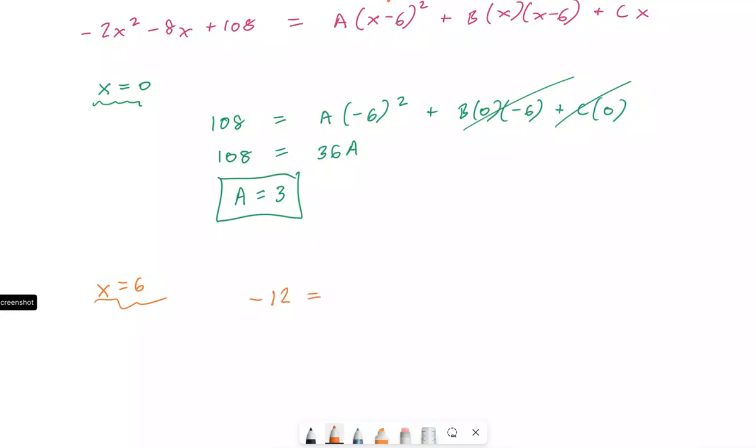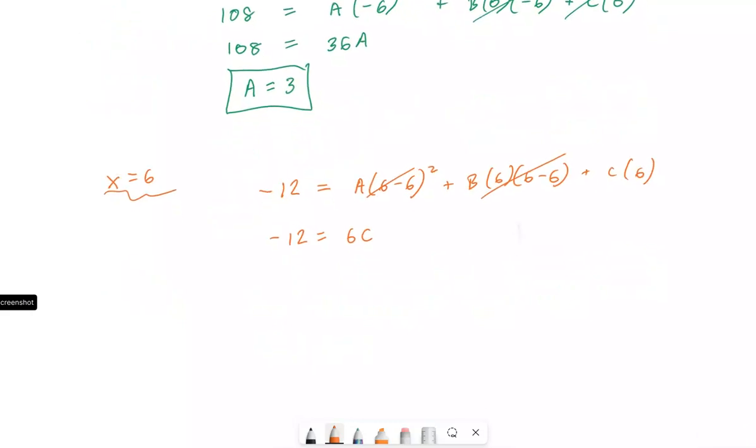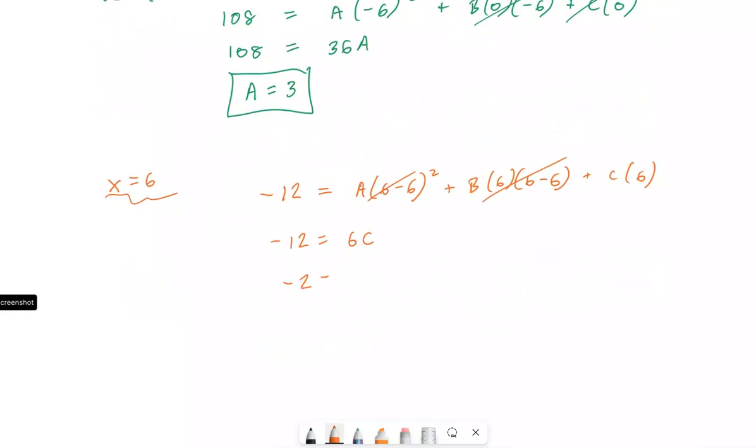I'm going to get negative 12 equals a times (6 minus 6) squared plus b times 6 times (6 minus 6), and see, these are going to go away very nicely, and c times 6. So those are gone, and that leaves me with the following: negative 12 equals 6c, which turns into negative 2 equals c.